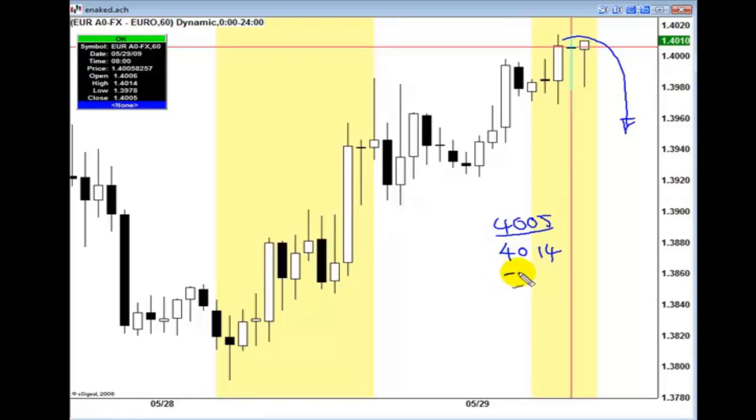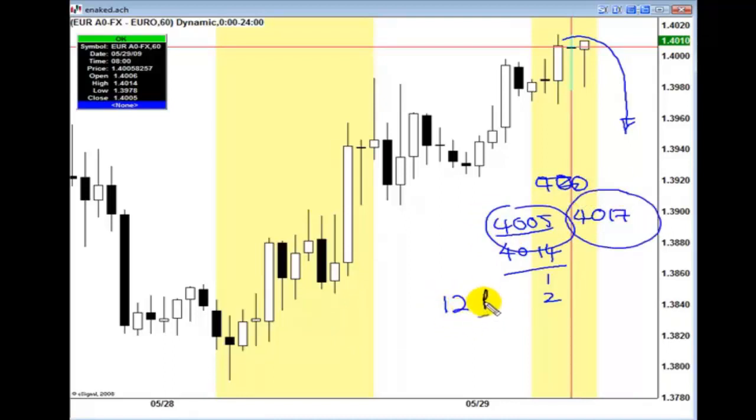The high of the candle is 4014, and we add the spread. In this case, I've got a 1 pip spread, and in order to keep the stop loss really tight, I would put a 2 pip buffer on there. So I would put my stop loss at 400. Sorry, let's cancel that. I'd put it at 4017. My selling price 4005. My stop loss 4017. That gives me a 12 pip stop loss. 12 pip stop loss on an hour chart, and that's absolutely fantastic.